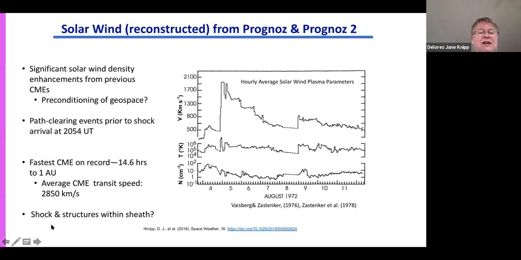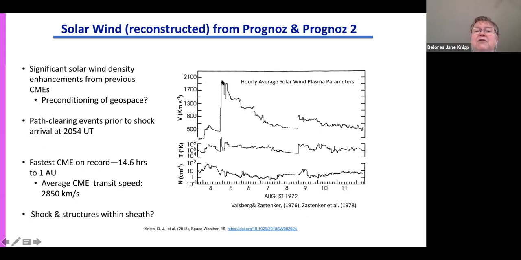We think that was shock and sheath structures, and even structures within the sheath of the arriving CME. This is reconstructed from both Eastern and Western Bloc countries that finally got together in 1978 to put all the data together. You're getting hourly averages here.